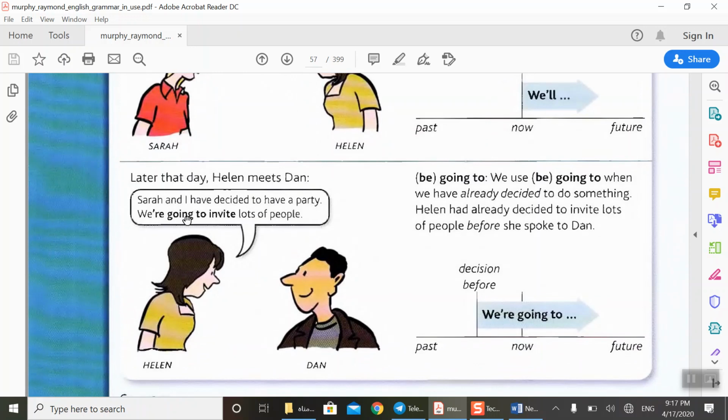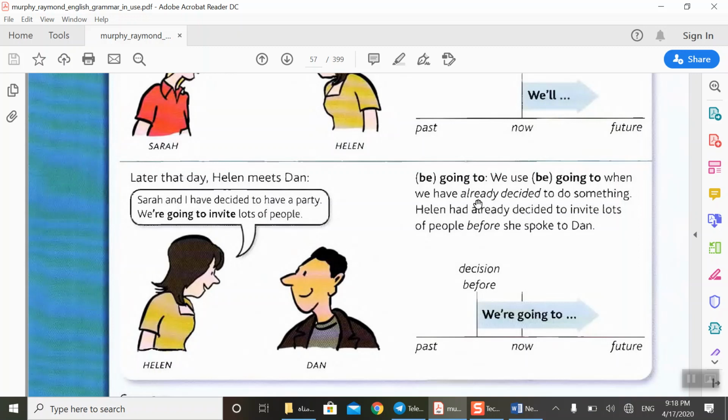We are going. Going it means سوف. We are going to invite lots of people. Be going to. شنو معناته هنا, meaning use, معناته استعمال. We use be going to. Be means is, are, am. Going to. When we have already decided, already arranged to do something.